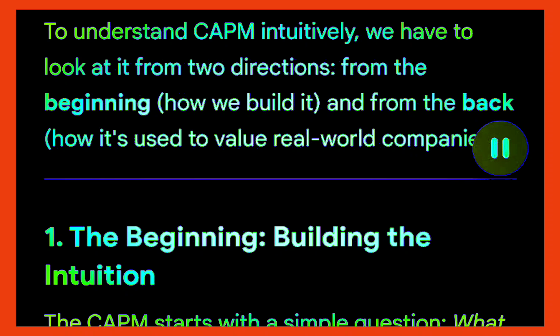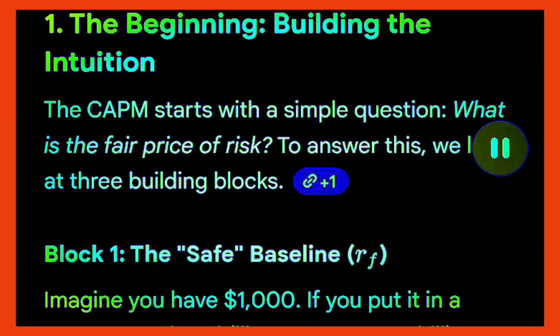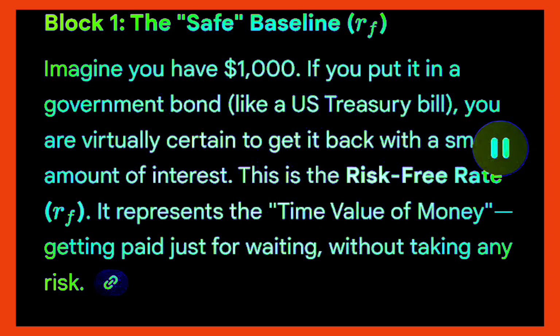1. The beginning, building the intuition. The CAPM starts with a simple question: what is the fair price of risk? To answer this, we look at three building blocks. Block 1, the safe baseline, R_F.